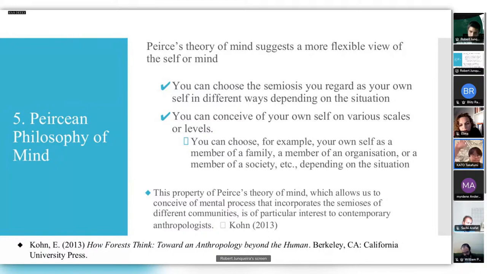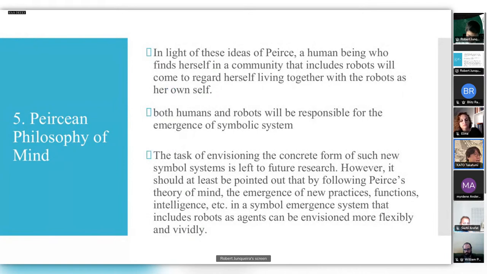In light of these ideas of Peirce, a human being who finds herself in a community that includes robots will come to regard herself living together with robots as her own self. This means that both humans and robots will be responsible for the emergence of symbolic systems. In other words, the process of interacting with the environment and establishing adaptive habits will develop together with robots. The functions that emerge in this way will be completely different from those implemented by the symbolic AI theory, which was unilaterally given to the robot by humans.